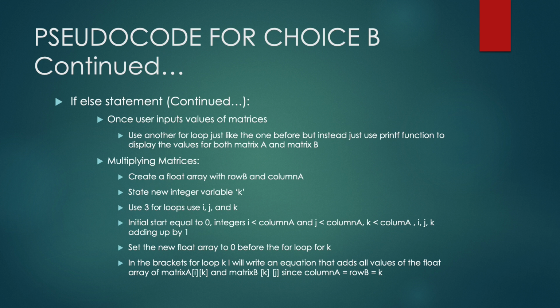We will start multiplying matrices by creating a float array with both row B and column A, and we will declare a new variable k, which will be an integer. We will use 3 for loops, i, j, and k, and they will all start at 0, and they will all be set less than column A, and they will all be incremented by 1 each time. For loop i is to begin with, and for loop j is in the brackets of for loop i. For loop k is in the brackets of for loop j.